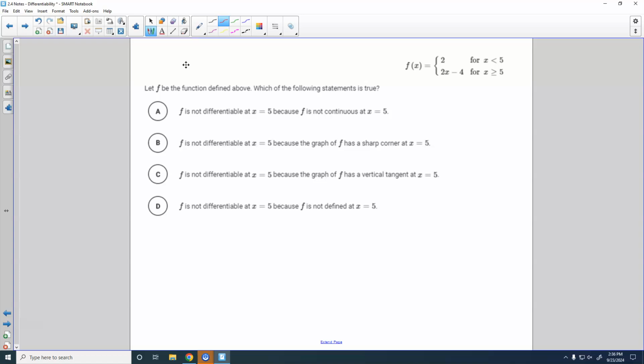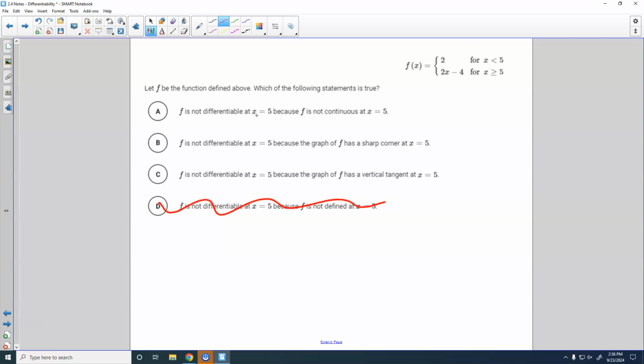So let's worry about A and D first. Is f defined at x equals 5? Can I plug in 5? I can, right? And when I do, I would use the bottom equation. There's an or equal to sign. So f is defined at 5. For part A, f is not differentiable at x equals 5 because f is not continuous.